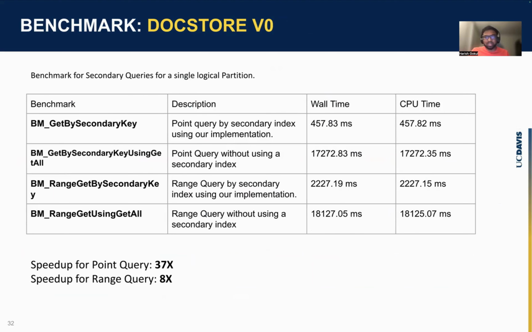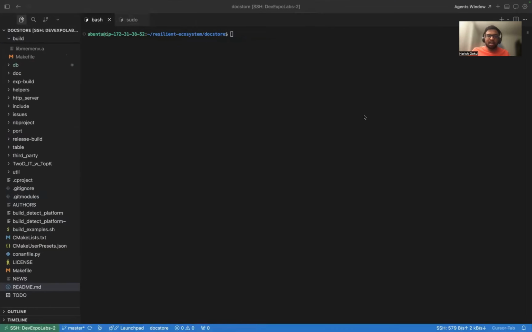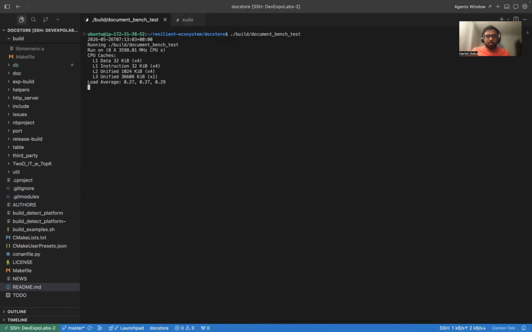All right, so let's look at the benchmark and some results. Here I have some numbers, but I want to give a live demo of how this works. So let's go to our project. I have the DocStore project opened up. Let me hit document bench test, and this is going to run our benchmark test.